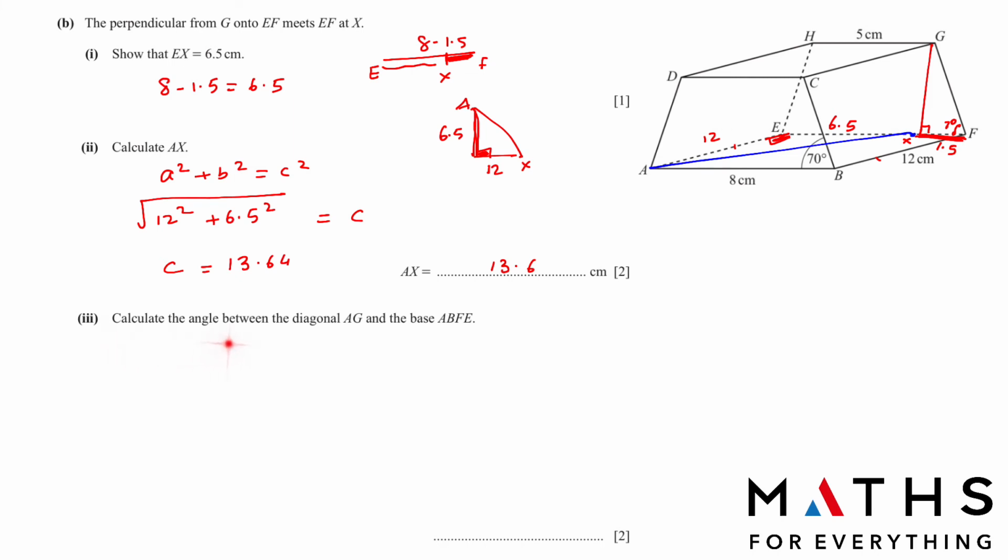Part 3, calculate the angle between the diagonal AG. Where is AG? Here, AG and the base ABFE.